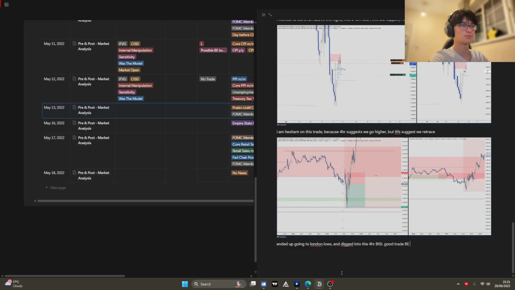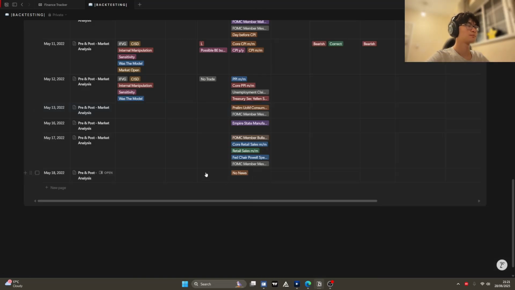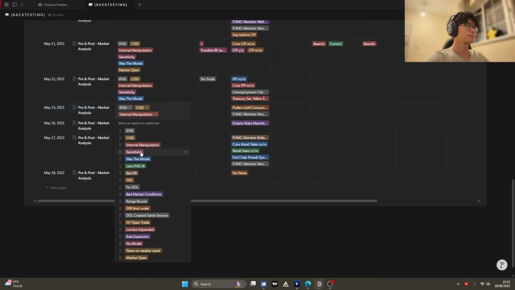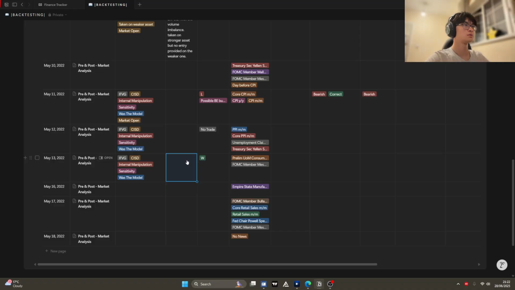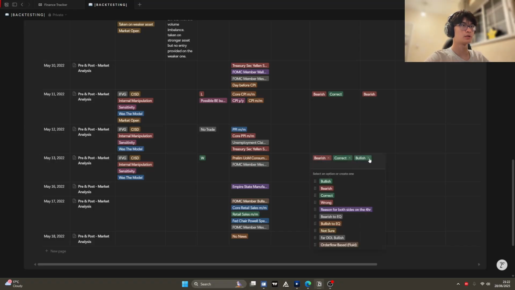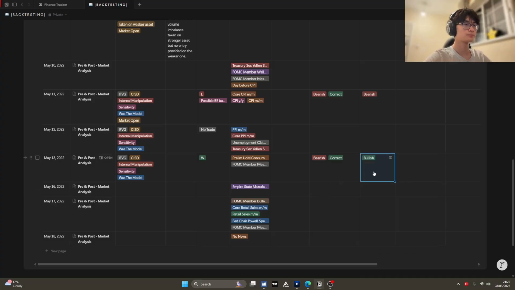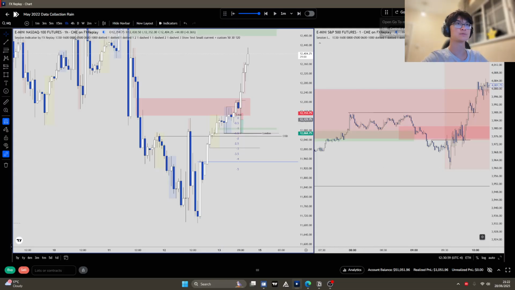Good trade. BE. TP1. So what's the model? W was bearish. I was correct, and then it went bullish, or rather, bearish and bullish. Yeah. Okay. So next, New York session.